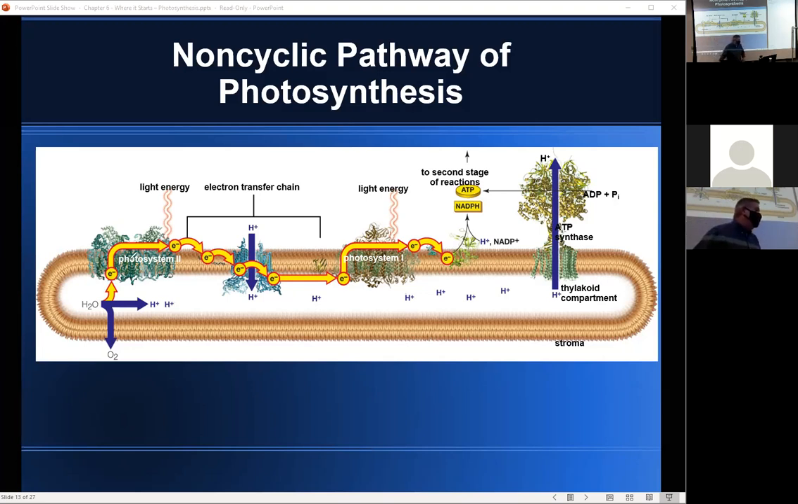So here's the light harvesting complex of photosystem 1. So this is just a whole bunch of different chlorophyll molecules all together. So a photon of light is captured. Anybody recall what's going to happen next after that? Anybody on Zoom?